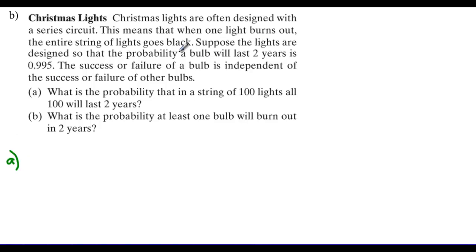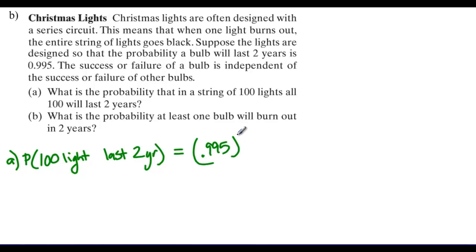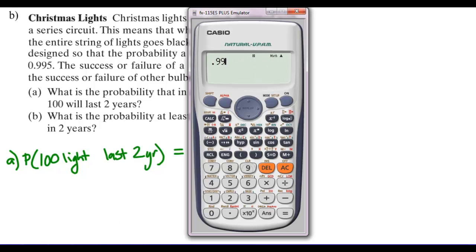Well, it's telling us immediately that the probability that we're going to have a bulb last 2 years is 0.995. So the probability of having 100 lights last 2 years is going to be that 0.995 to the 100th power. And to 4 decimal places, that's going to give us 0.6058.